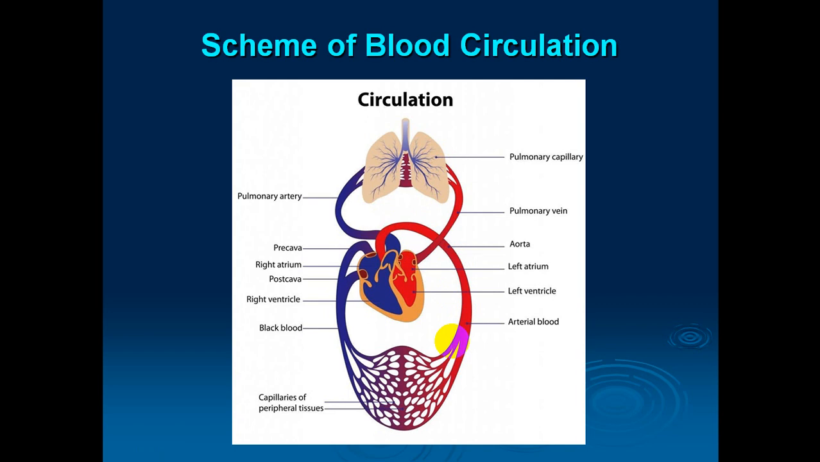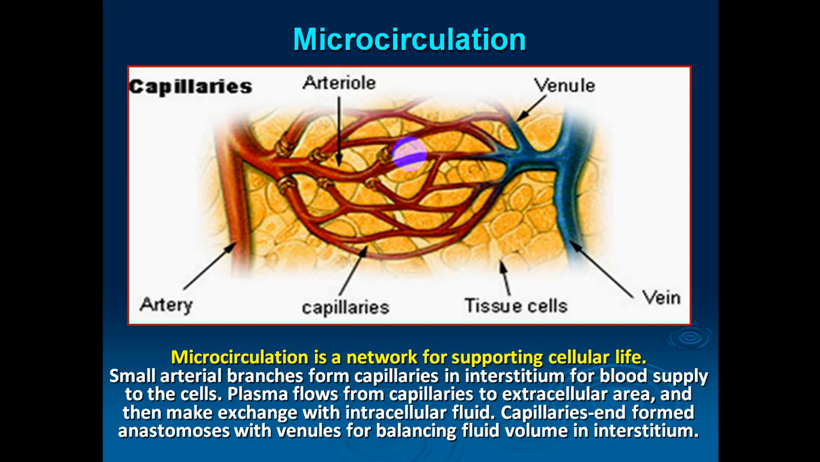There are also open circuits of blood circulation, but we can only find that in the case of fish. For today's lecture, we will mainly discuss closed circulation. And then if we look deeper in the tissue, there is also a very small network of blood vessels. We call it microcirculation.